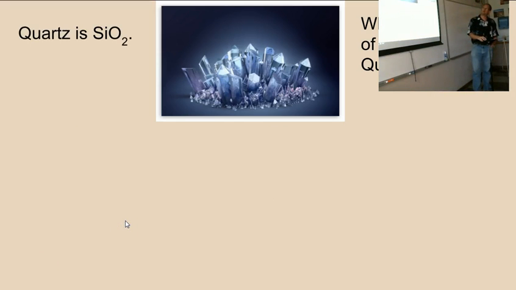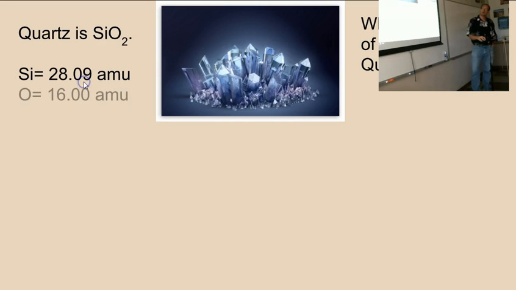So let's do an example problem. Quartz, this crystal, is silicon dioxide. Okay, that's the chemical formula for quartz. Silicon has an atomic mass number of 28.09 mass units. Okay, oxygen is 16.00 atomic mass units.